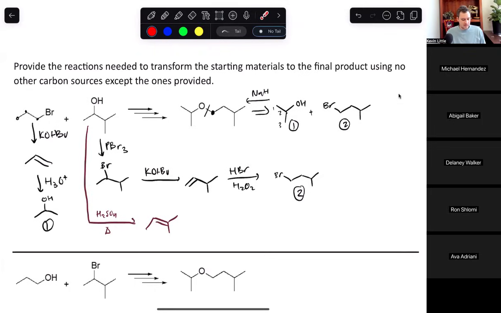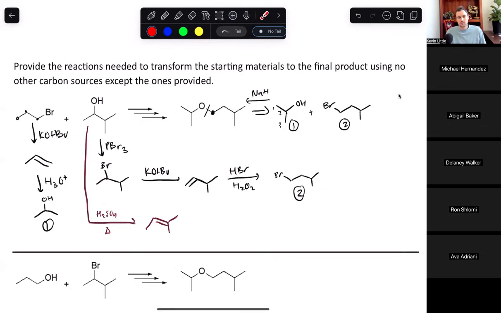So it's one of those things where if you did acid and heat and jumped straight there, you'd still probably get 8 or 9 points out of 10. You know, you might lose 1 point for being kind of inaccurate, but if you forget PBr3 and you just know how to do that, just do it.